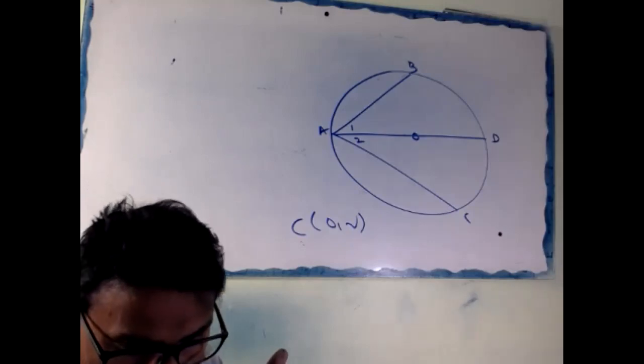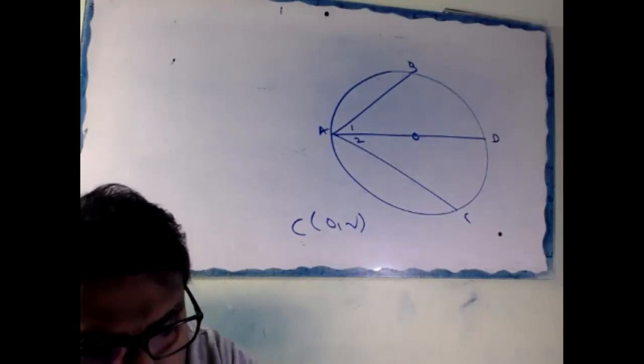Clear now? What is given? What do you have to prove? Understood or not?